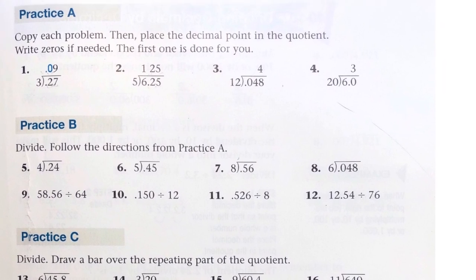So for practice A, we're just placing decimal points in the quotient. You can write a 0 if you need to, like they did for number 1. So number 2, the decimal is to the right of the 6, so you bring it up and put the decimal in between the 1 and 2.